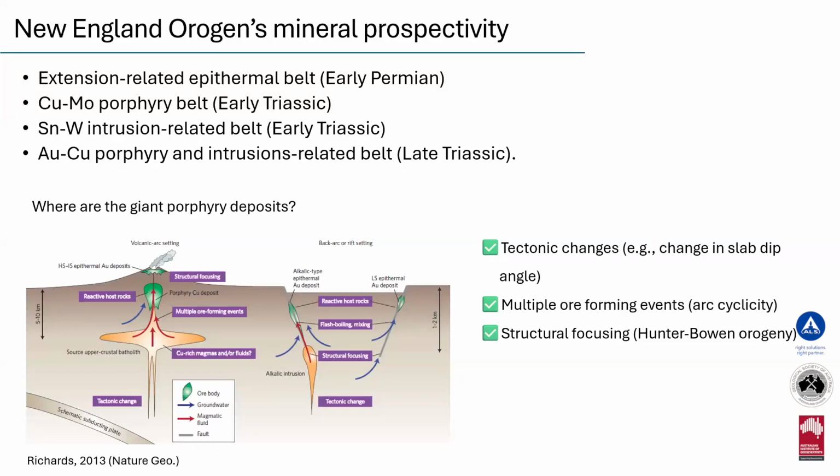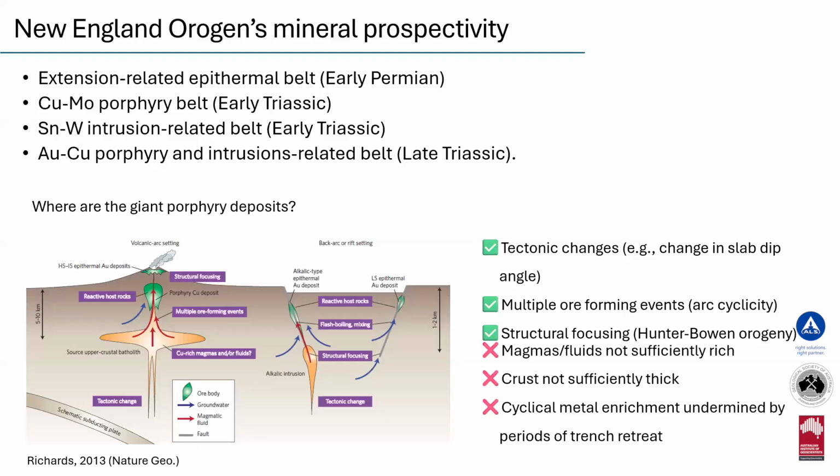But it seems that some of the things are missing. So, you know, maybe we don't have sufficient metals in the magmas and fluids, and that might be related to the fact that the crust never really manages to become thick enough.